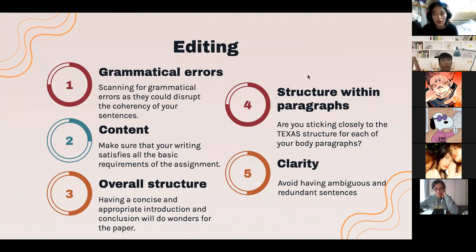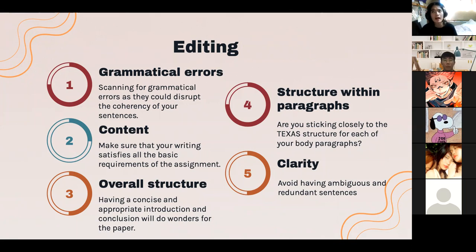And for the next part of editing, you want to make sure you look at the content as well, right? Because content, it goes without saying, really matters. It matters a lot for your paper. So first, you want to make sure that the writing itself satisfies all of the basic requirements of the assignment.